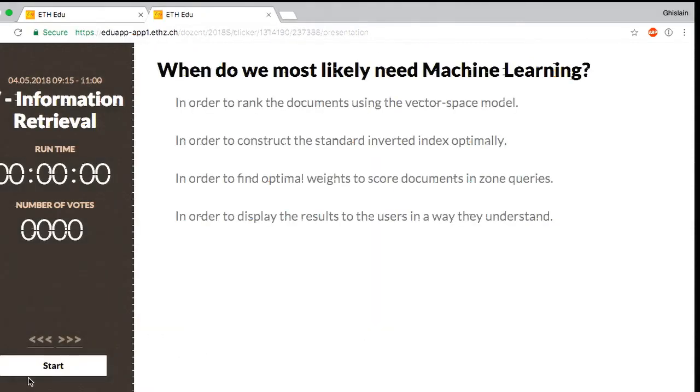That's perfect. Then at some point, I told you that we needed some machine learning, and I didn't go much into the details of that. So what did we use machine learning for? Do we need machine learning to rank the documents in the vector space model? So we train on the documents in some way, and then, boom, it outputs the overall score. Or is it in order to construct the standard inverted index in an optimal way, where we train on plenty of different collections, learning how standard indices are built, and then you can build the real standard inverted index with that machine learning model? Or is it in order to find optimal ways to score documents in zone queries, based on some data sets in which some humans told you if documents are relevant or not? Or is it in order to display the results to the users in a way they understand, if you have a data set of users and their reactions, for example, you track their eyes on the screen and so on? So when do you most likely use machine learning in there?